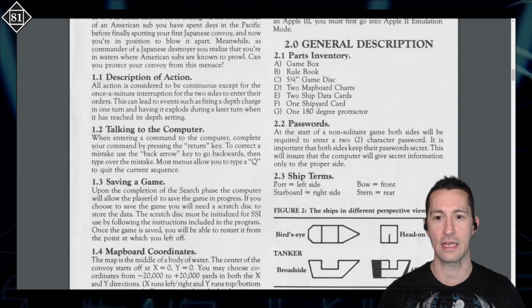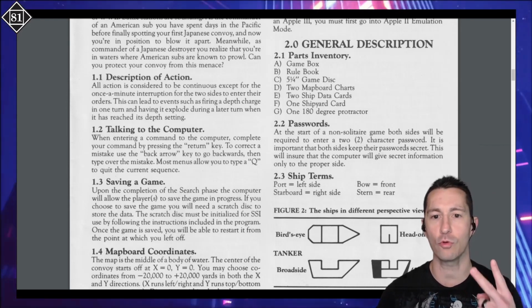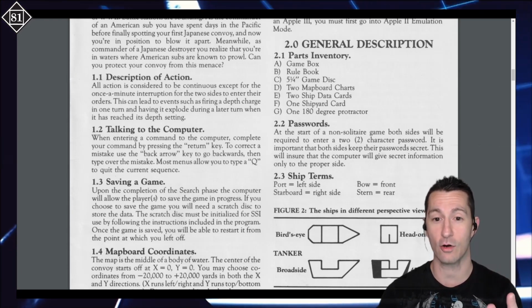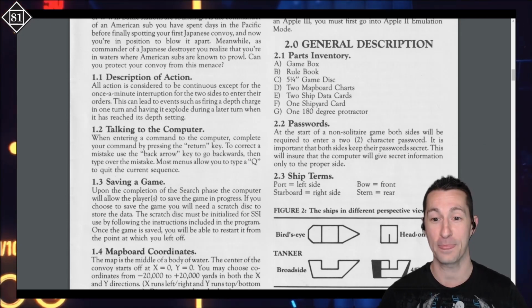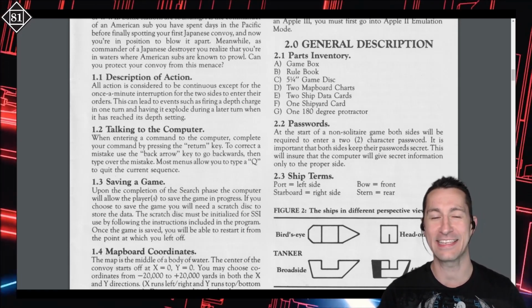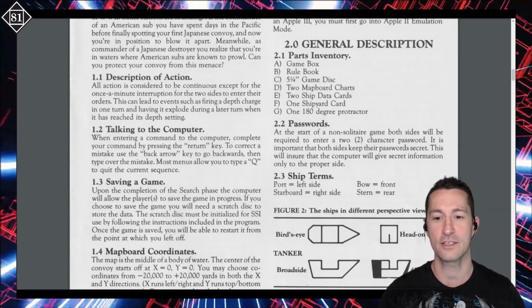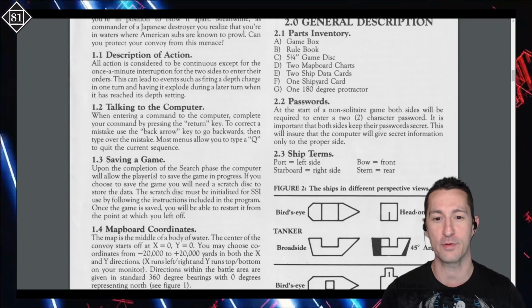Incredible. So they explain everything that we got in the box, and this comes with game box, rule book, 5 1/4 game disc, 2 map board charts, 2 ship data cards, a shipyard card, and a 180-degree protractor. That's right, in the box came a protractor. We're now beginning to get these big box computer releases that have a lot of stuff inside to really give you the best enjoyment of the home computer game.